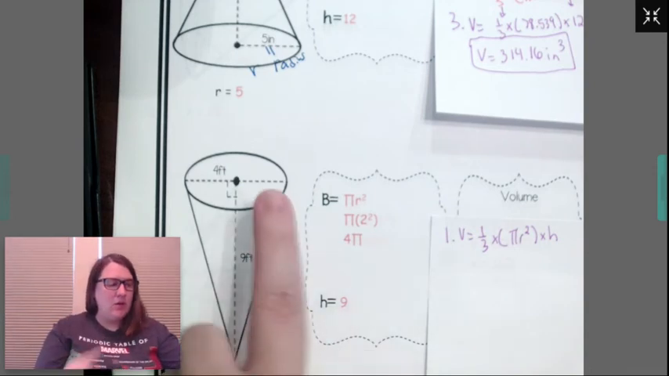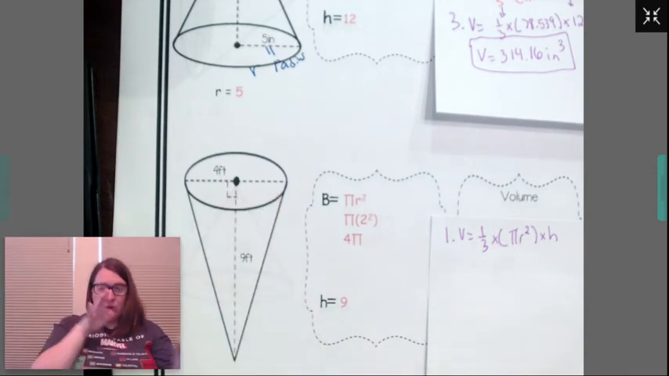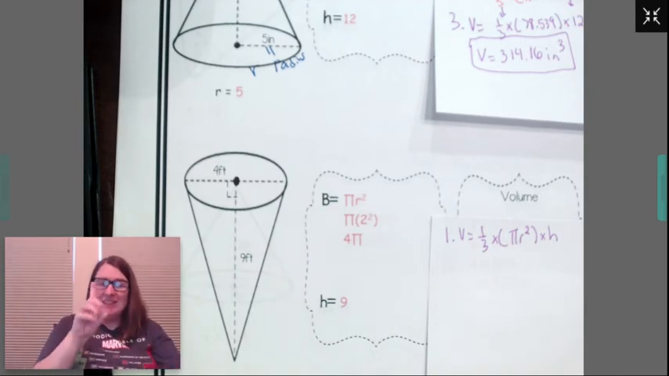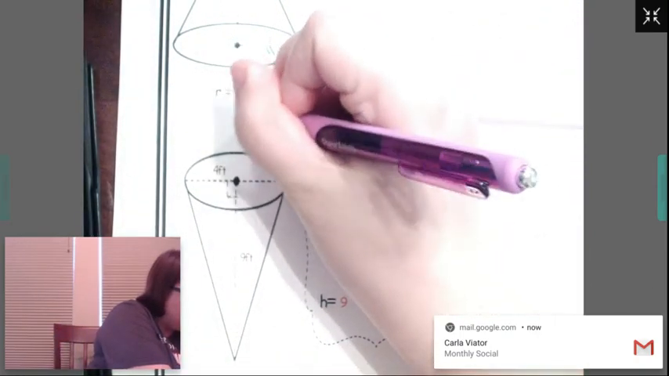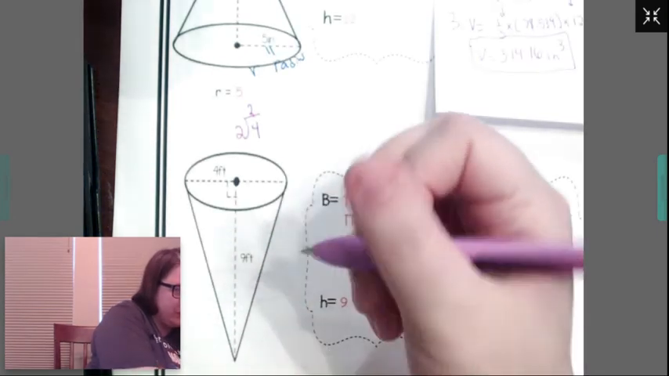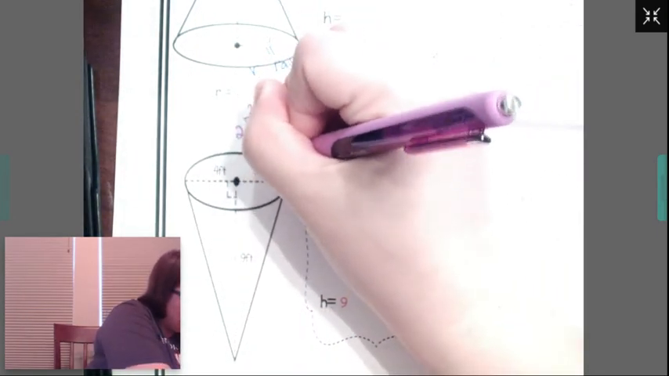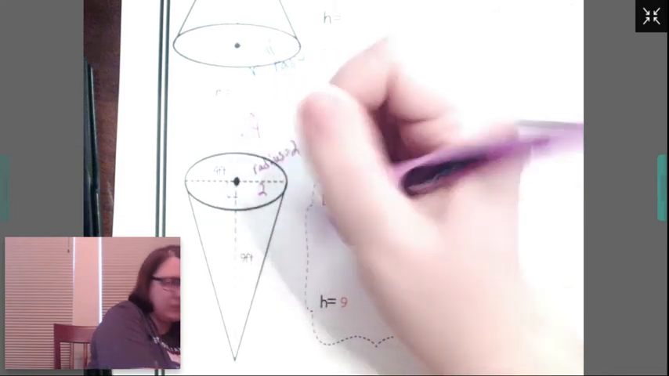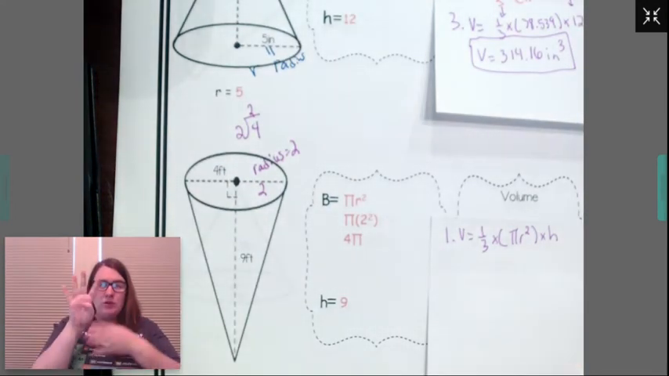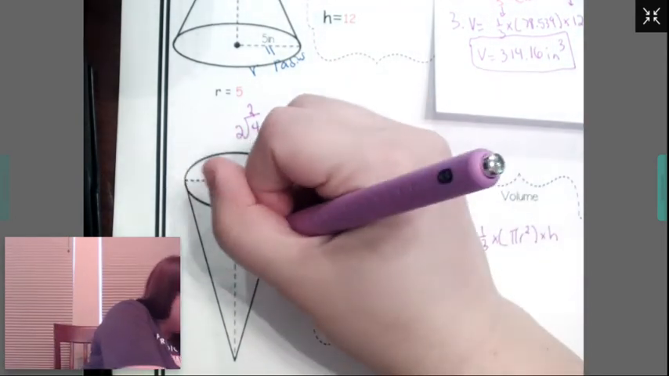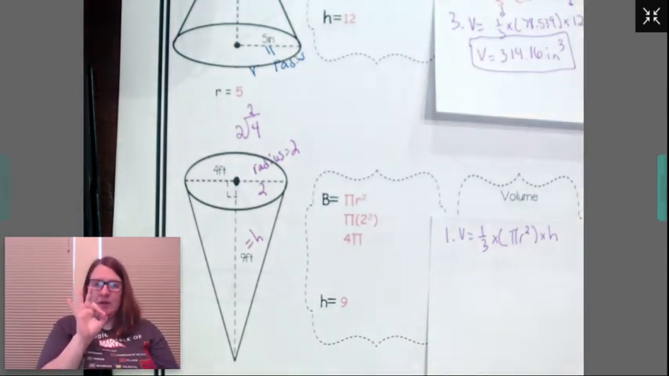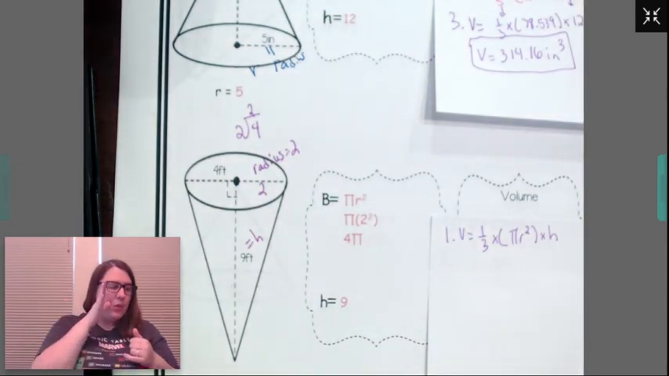radius? Okay, even though that's on one side, that 4 is for the whole. That's a diameter. We need to find the radius. We do 4 divided by 2. Okay, so my radius is equal to 2 because 4 divided by 2 is 2. Okay, my height is which? 9.